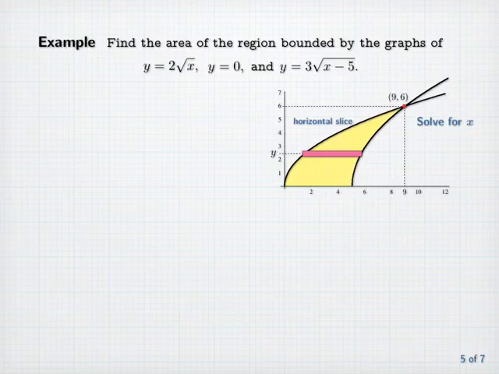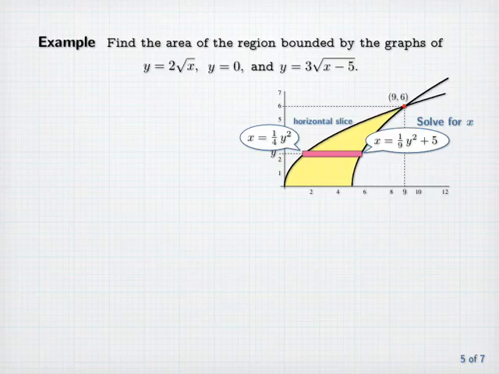For the curve on the right, we'll divide by 3 and square both sides, and then add 5 to obtain x equals 1/9 y squared plus 5. For the y equals 2 times the square root of x curve, we'll square both sides and divide by 4, and write that as x equals 1/4 y squared. So our slice area is going to be given by the x-coordinate on the right, 1/9 y squared plus 5, minus 1/4 y squared, and then times dy.